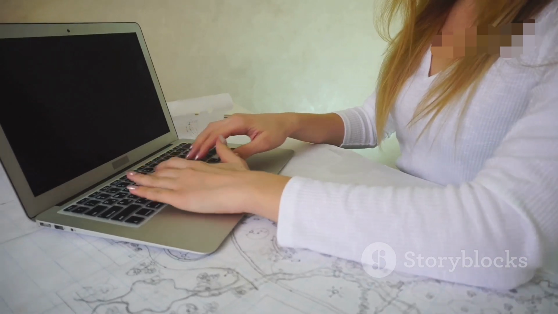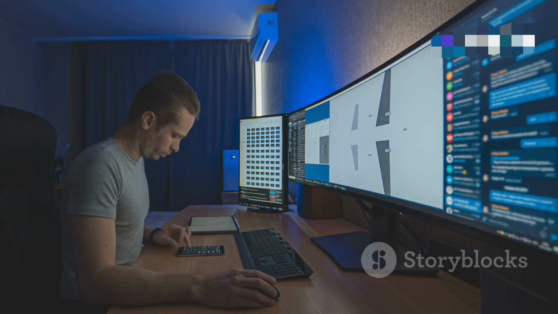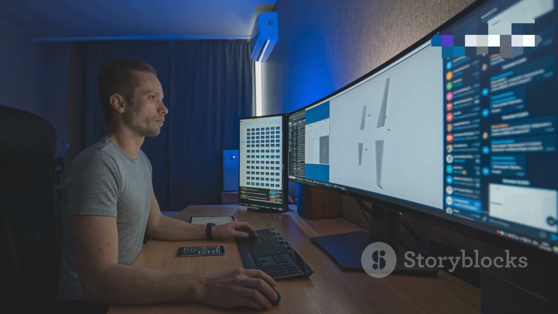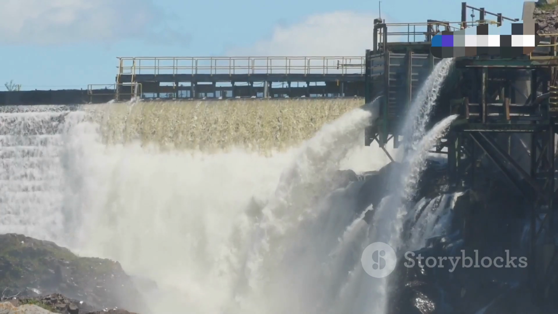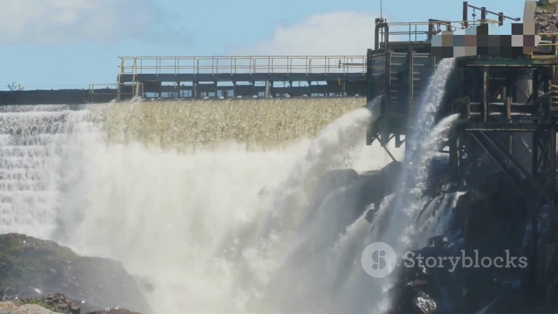Users can input detailed topographic data for the river valley. They can also specify the characteristics of the dam and the potential breach. This level of detail allows for a comprehensive simulation of the entire dam failure event, from initiation to downstream impact.